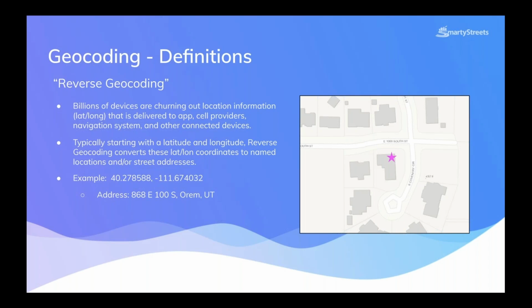Reverse geocoding is really just the exact opposite of geocoding. And it seems to be very relevant today. We've got billions of devices, literally billions, that are churning out location information, usually as latitudes and longitudes. These lat longs are delivered to app providers and cell phone service providers and navigation systems and other connected devices. Typically starting with a lat long, reverse geocoding then converts the lat long coordinates to street addresses or maybe named locations. An example here is this lat long and the address that it identified with that.